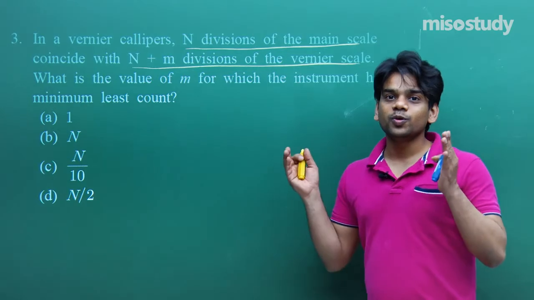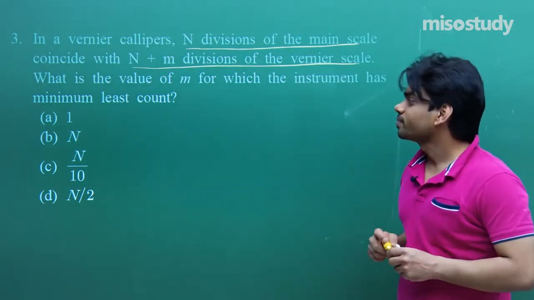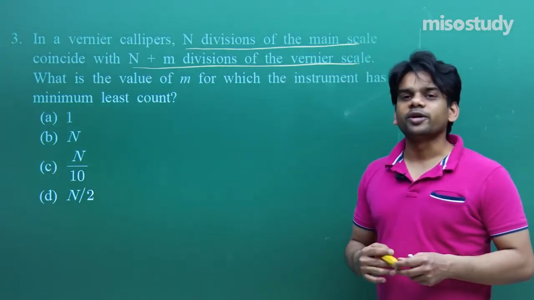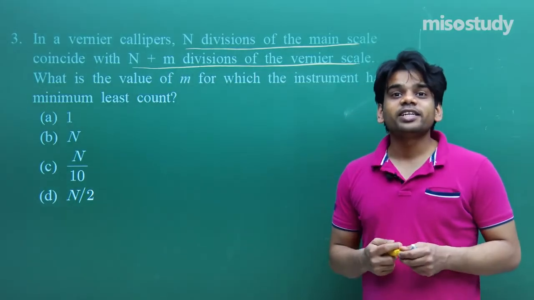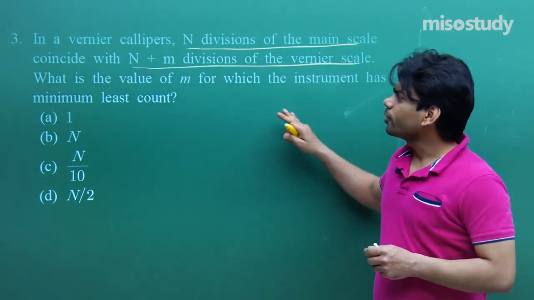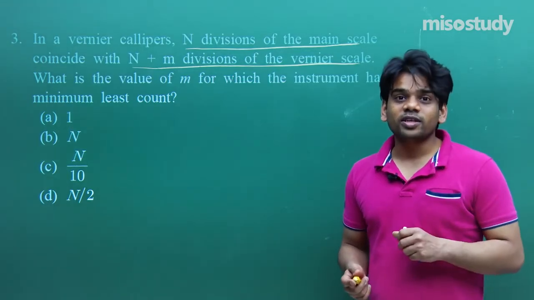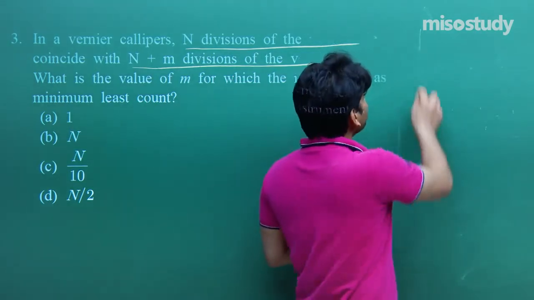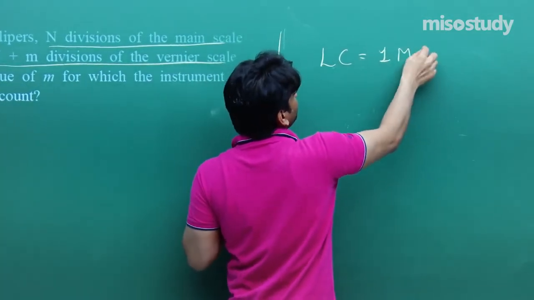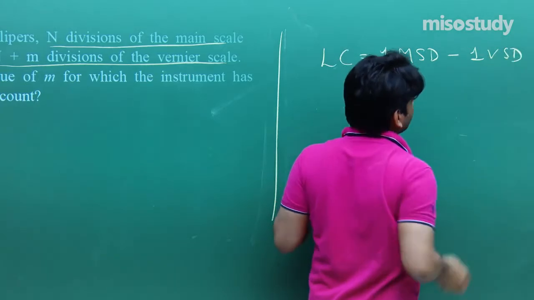We have to give the minimum least count for it. What will be the value of m? Option A 1, B capital N, C n by 10, D n by 2. 4 options we have. Let's check which option matches with the right response. For it, we are going to use the formula for least count. Already I have discussed the formula for least count with you all. Least count is value of one main scale division minus one vernier scale division.